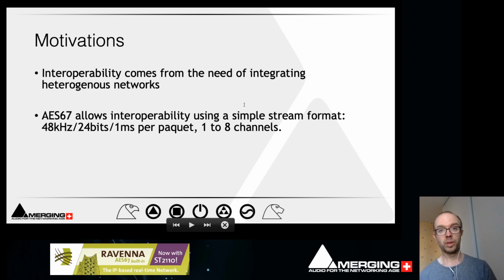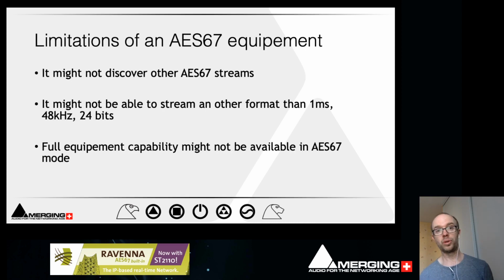1 millisecond, 24 bits per sample, and 48 kHz. From 1 to 8 channels, the sending device is required to send at least one of those channel numbers between 1 to 8, and the receiving device is required to be able to receive all those channel numbers. So this is the first step, but of course you will have limitations when you use AES67 equipment.